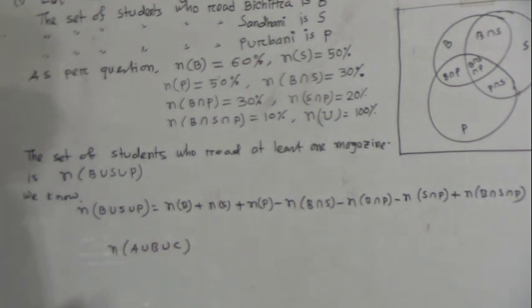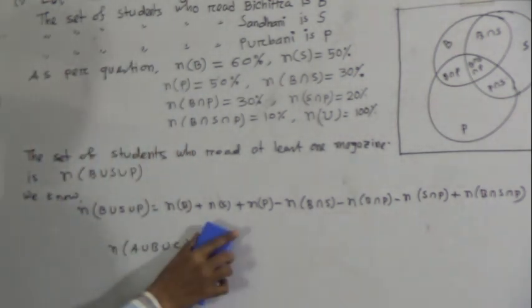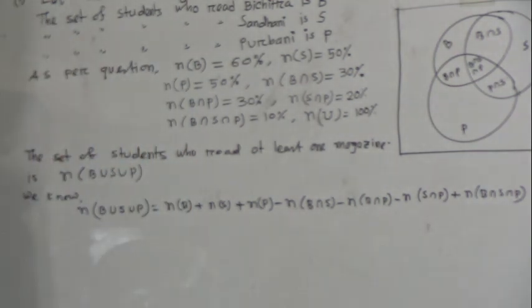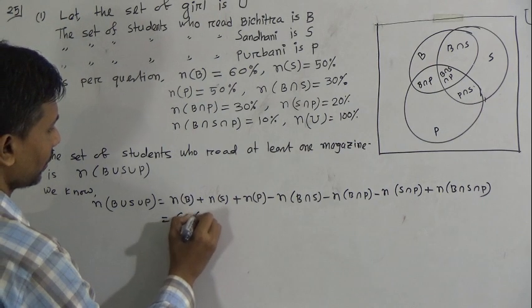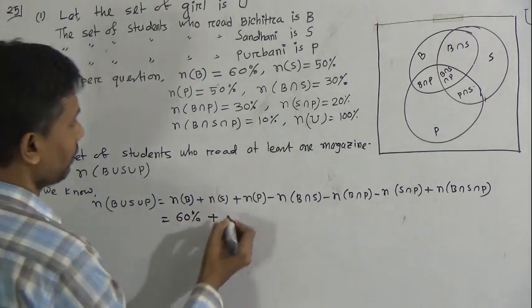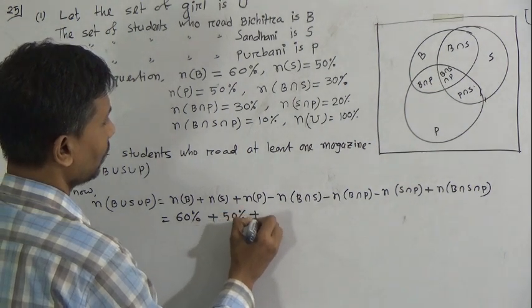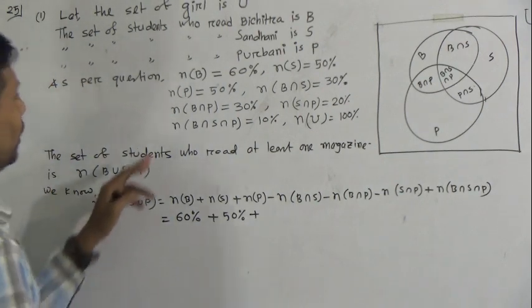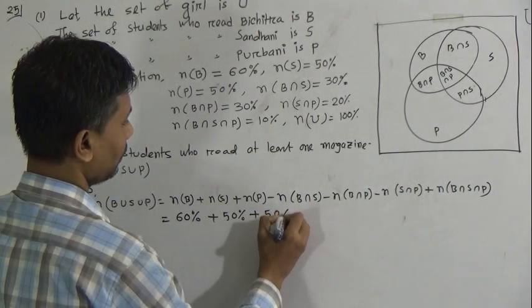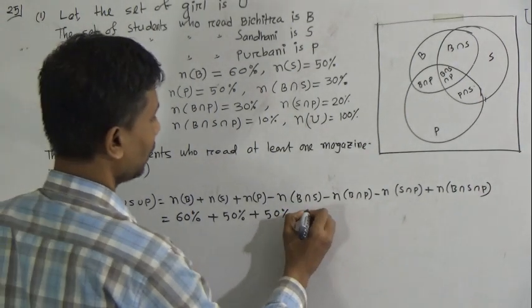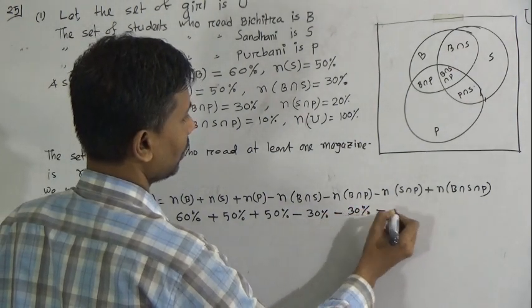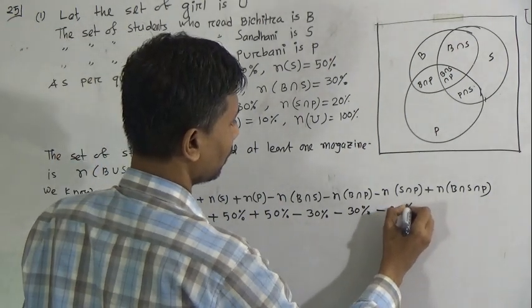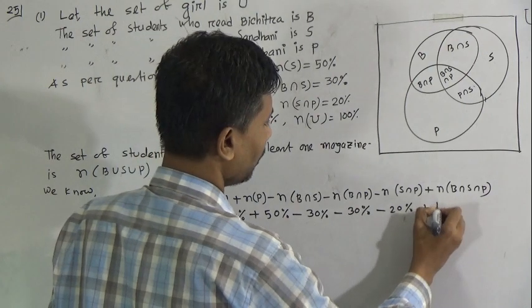Okay, if you face a problem here, you can see lecture number 6 also. Then you can easily understand. Now we have to put the values. Number of Bichitra, that means 60%, number of Shandhani, that means 50%, number of Purbani, that means 50%, Bichitra and Shandhani 30%, Bichitra and Purbani 30%, this is 20%, and this is 10%.